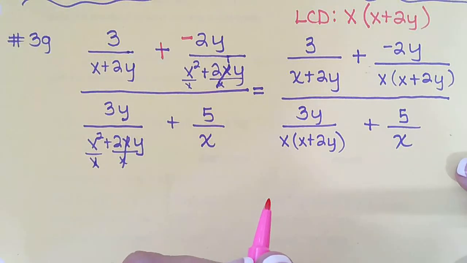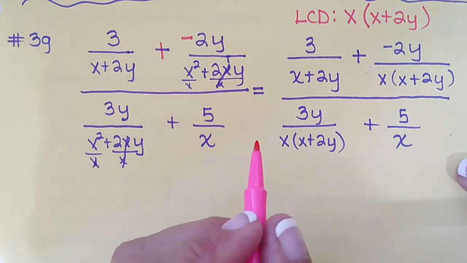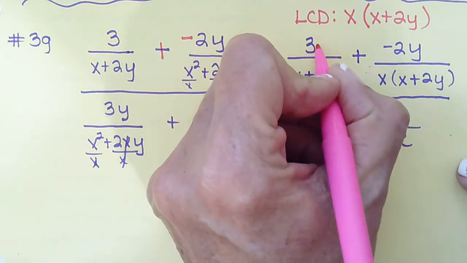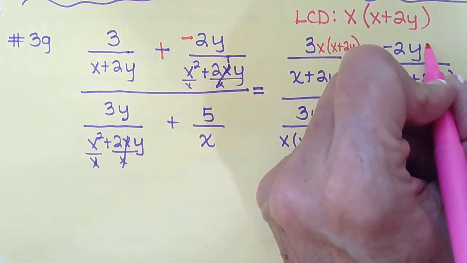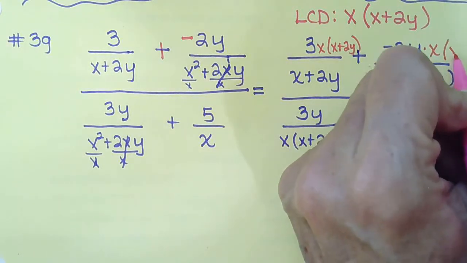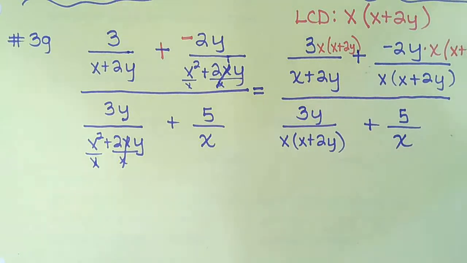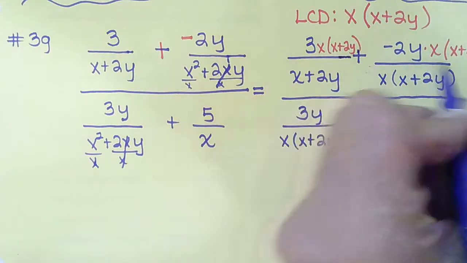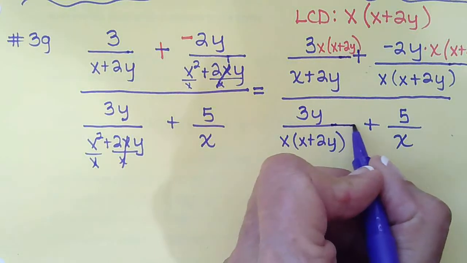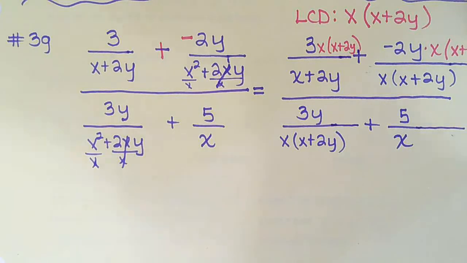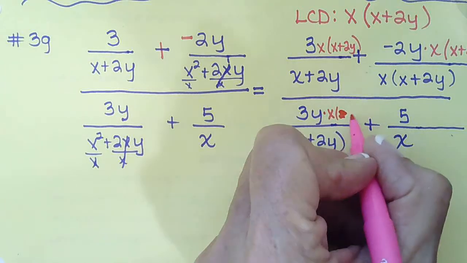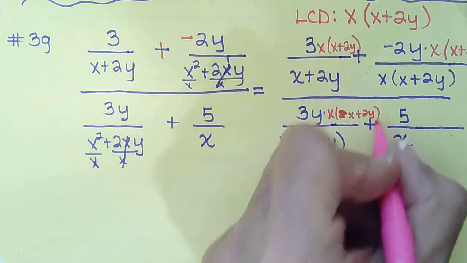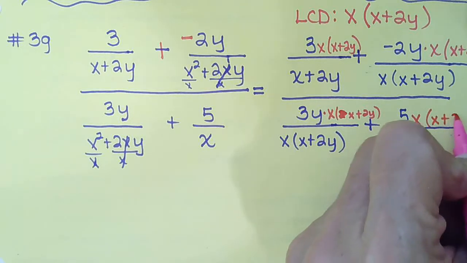So now our goal is get rid of the fractions. So we get rid of the fractions by multiplying every single term by the LCD. And remember, when it's a fraction, you put it in the numerator so that you'll know to cancel on the next step. So x, x plus 2y. I'm going to extend the fraction bars just a little bit. And so this is going to be x, x plus 2y, x plus 2y, x plus 2y.